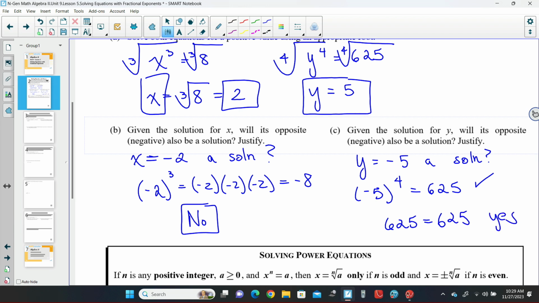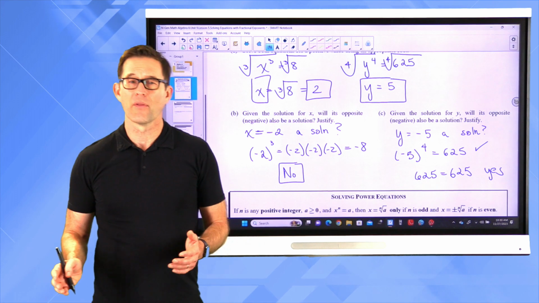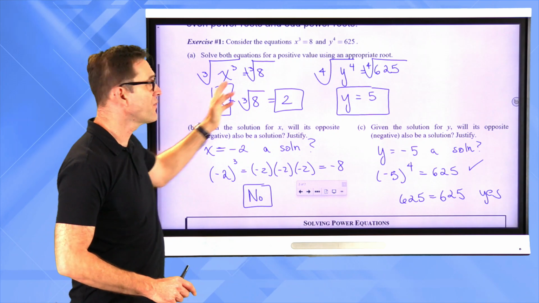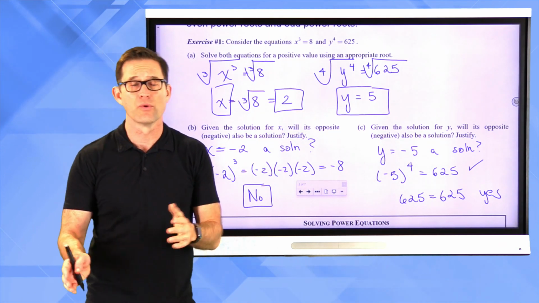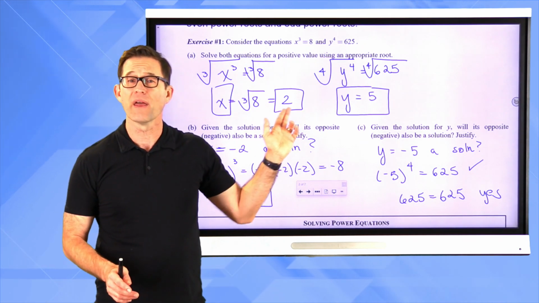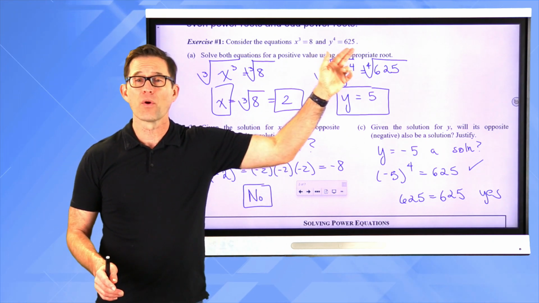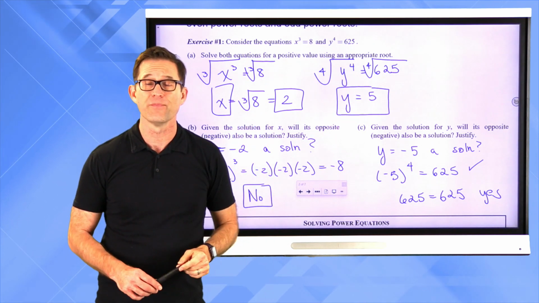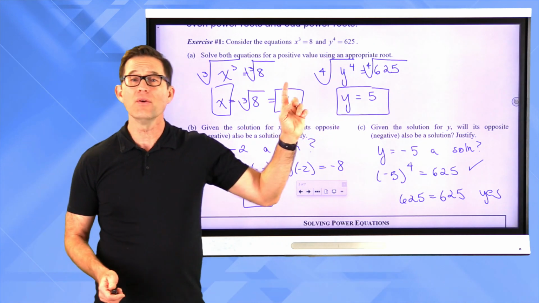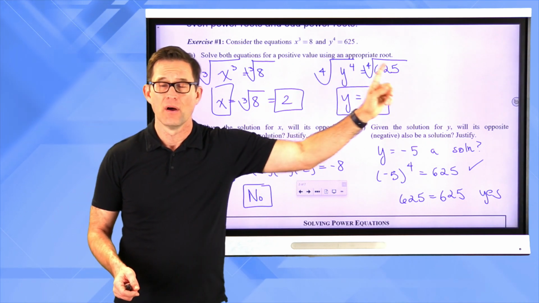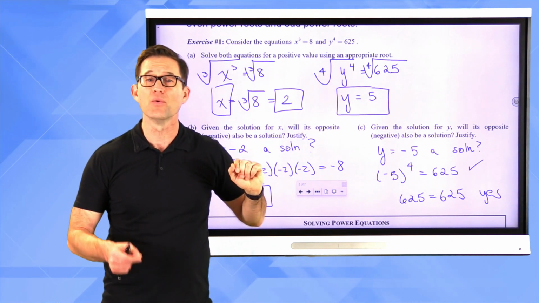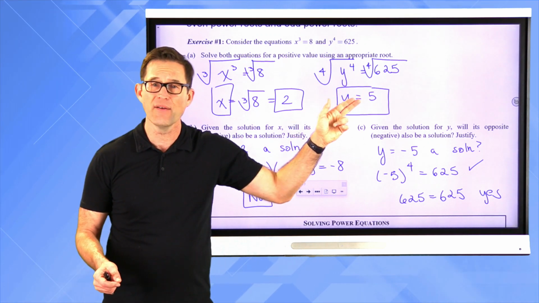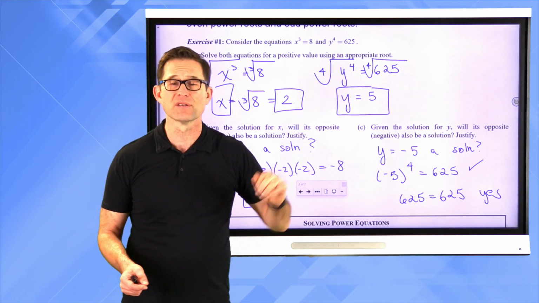The important thing here is that it is natural, when you have x to the third equals 8, to take the cube root of both sides. But if you take the cube root of 8, you're only going to get 2. And with y to the fourth equals 625, you take the fourth root of both sides and you're only going to get y equals 5. It's important that when you do an even root on both sides of an equation, you are always going to get a plus or minus. So not only is 5 a solution, negative 5 is a solution as well.